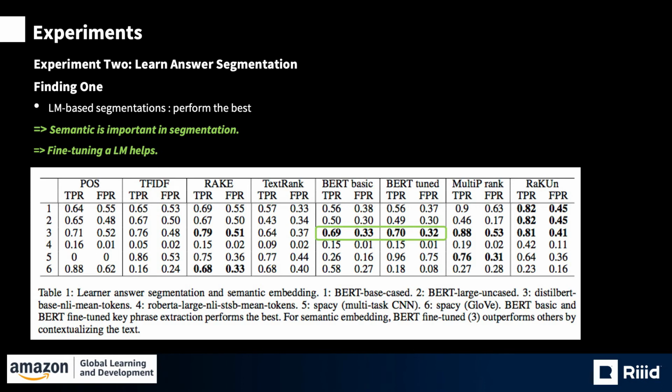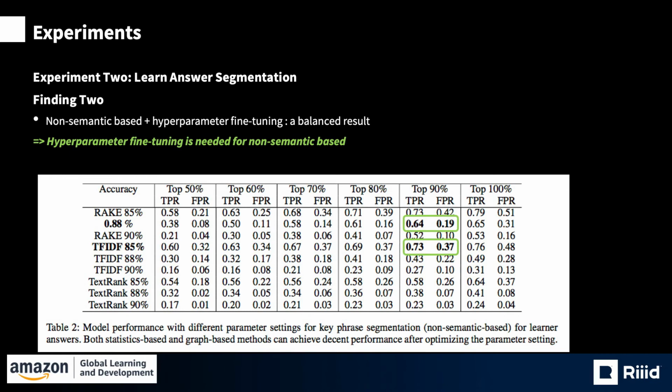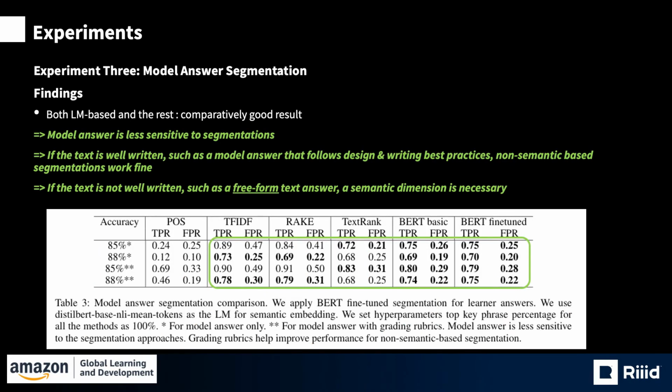All right, in experiment 2, we test different segmentation for the learner answer. We found that language-based ones achieve a relatively balanced result between the 2 scores we're looking at. Other approaches tend to get a higher TPR but at the cost of a higher FPR as well. So it indicates the importance of semantics in segmentation, and the fine-tuned language model makes the result a little bit better. We also found that if we fine-tune the hyperparameters for the non-semantic ones, then they can also achieve decent performance.